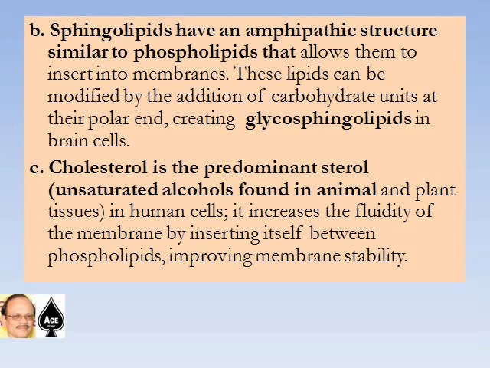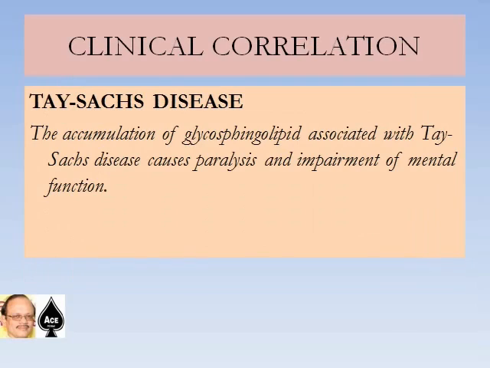Sphingolipids have an amphipathic structure similar to phospholipids that allows them to insert into membranes. These lipids can be modified by the addition of carbohydrate units at their polar end, creating glycosphingolipids in the brain cells. Cholesterol is the predominant sterol in human cells, an unsaturated alcohol found in animal and plant tissues. It increases the fluidity of the membrane by inserting itself between phospholipids, improving membrane stability.